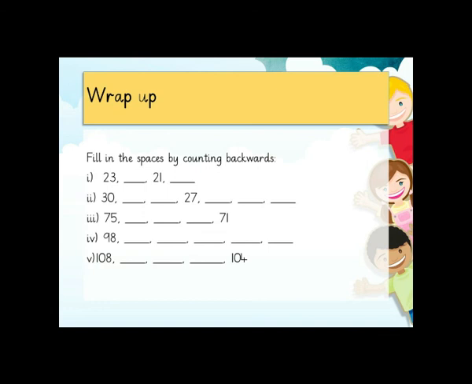In part 4 it starts with 98, and then comes 97, and then 96, 95, 94, and then 93. Correct. And then the last part it starts with 108. Then comes counting backwards. It comes 107, and then 106, and then 105, and then 104. Correct. Good job.